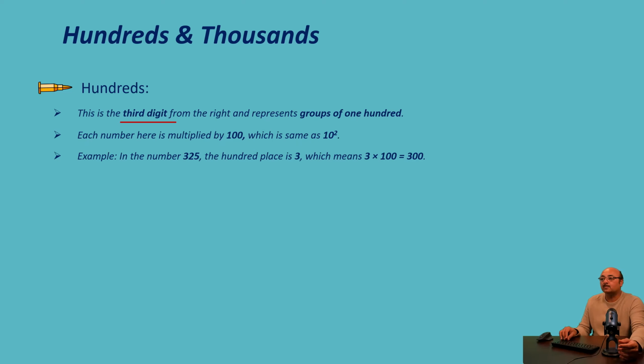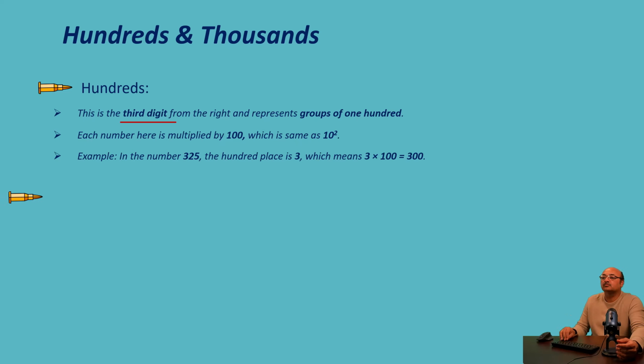What is the number at 100 place? 3. And what value do we get? 300, right? So again, think about it. 3 into 100 plus 2 into 10 plus 5 into 1, or 3 into 10 to power 2 plus 2 into 10 to power 1 plus 5 into 10 to power 0. So that's how you will get 325.